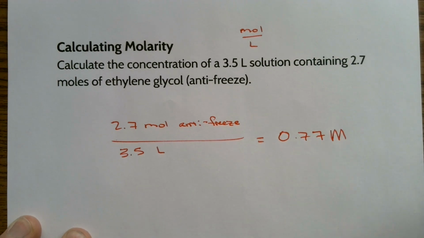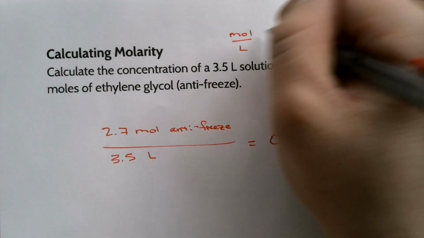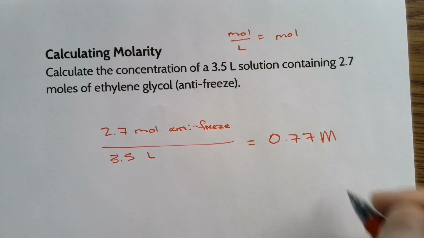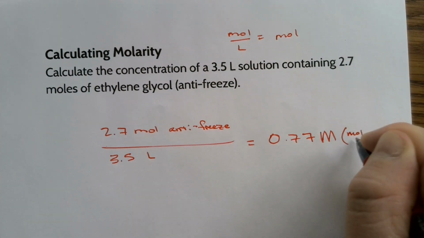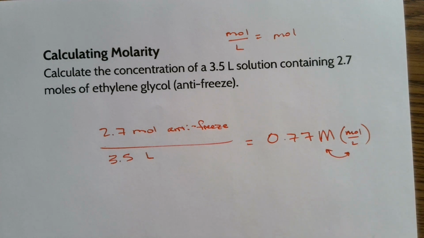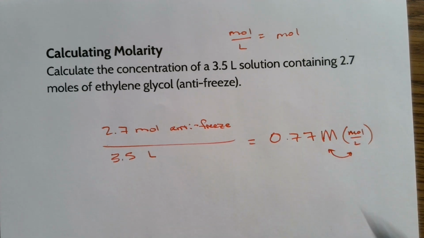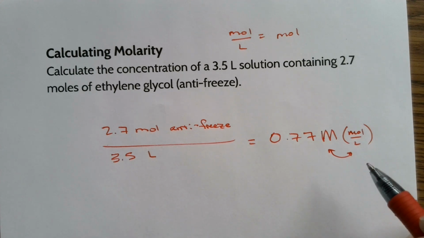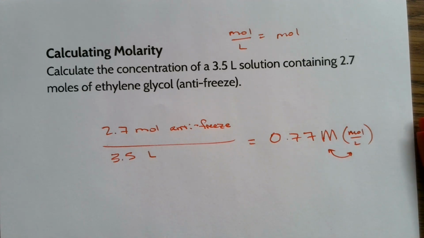Big M is actually equal to moles per liter. So I could also write it like this, moles per liter, as well. Either of these would work, but if you want to just shorten it, you can just write big M for moles per liter.